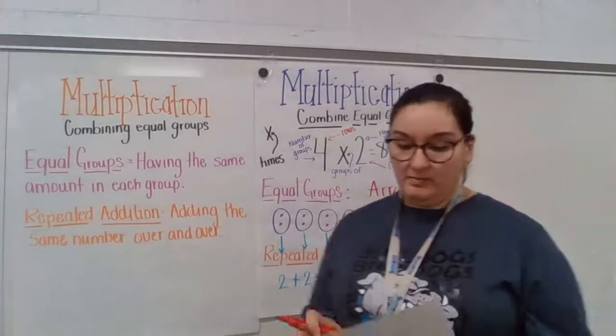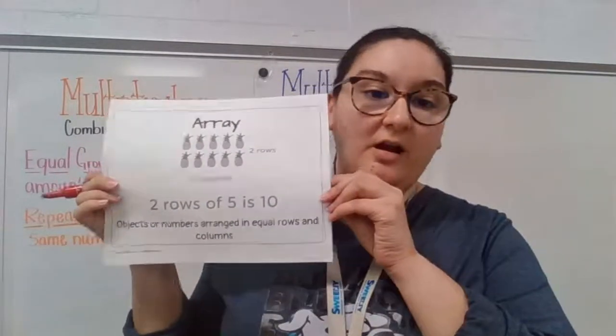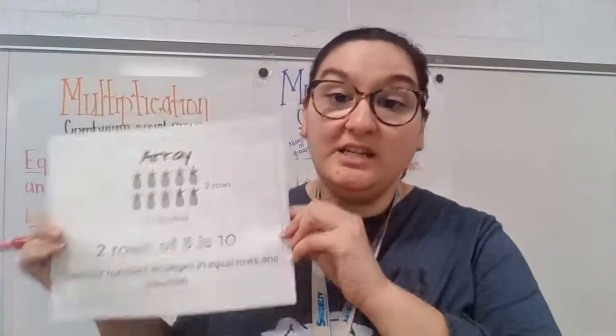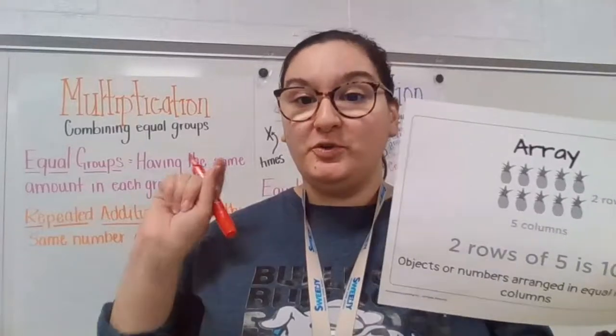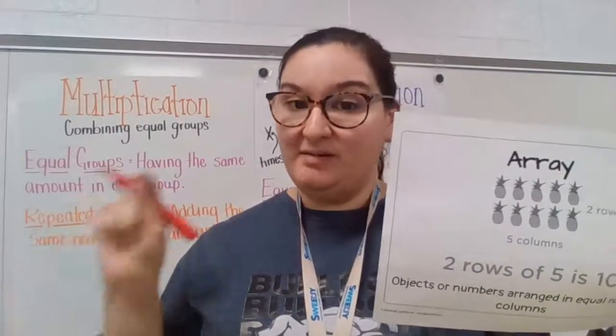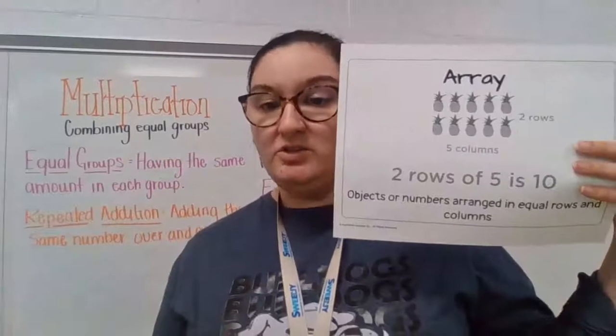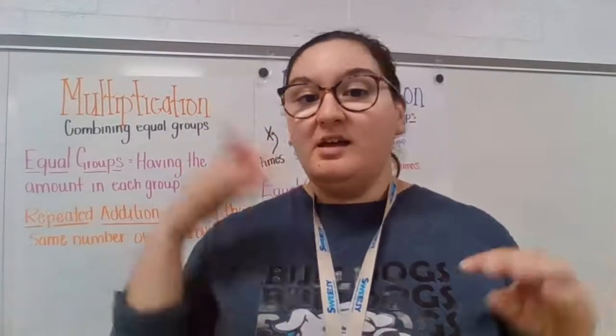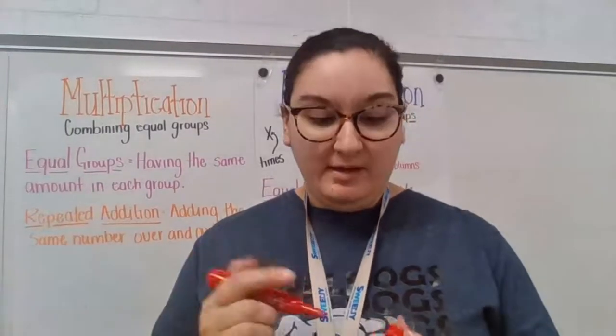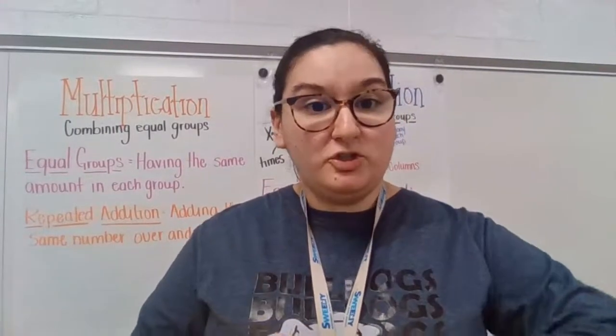So remember, an array is objects or numbers arranged in equal rows. Remember, we said the word equal means the same. So each row has to have the same number. That's what equal means. So objects or numbers arranged in equal rows and columns. Let's come over to my Elmo and work on some problems that show this.